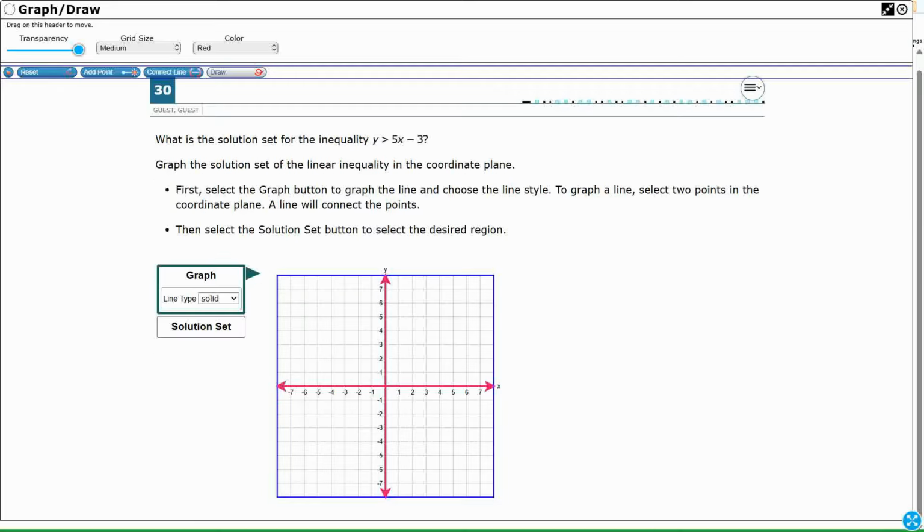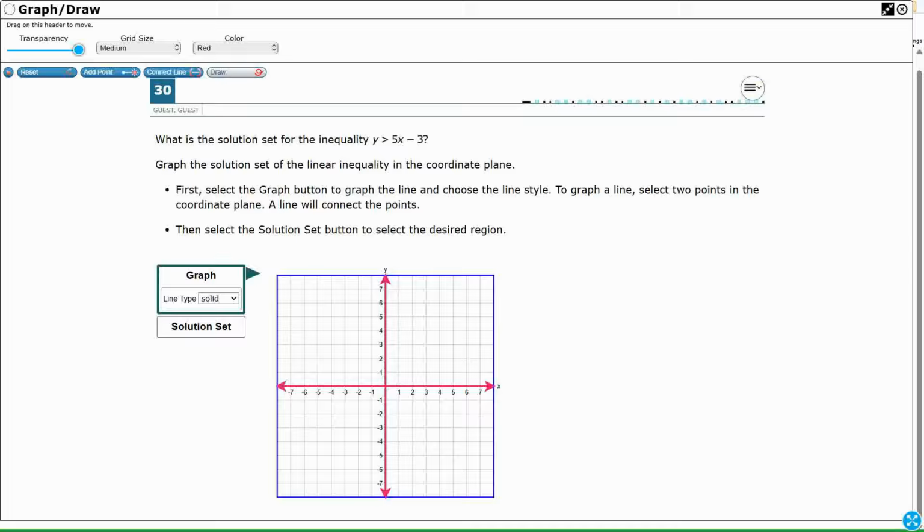So let's start with just this. It seems like it's pretty simple. Okay, y is greater than 5x minus 3. So let's figure out where some of our intercepts would be. Okay, so if we were to treat this as an equal sign, let's do y equals 5x minus 3. We could do a few things here. First, we can find our y-intercept. So our y-intercept would be minus 3.